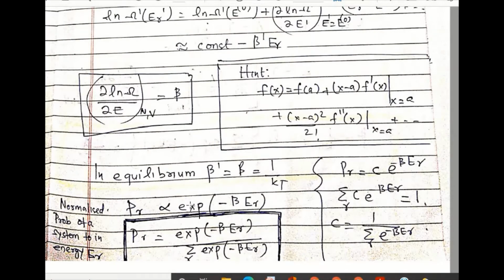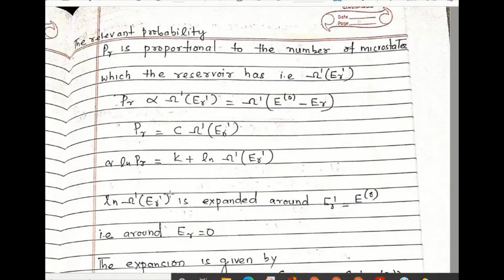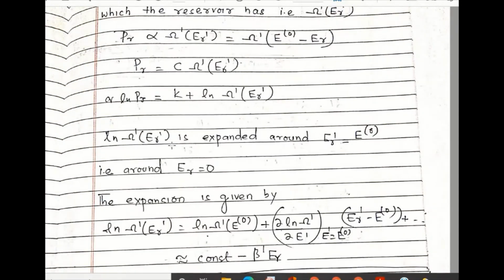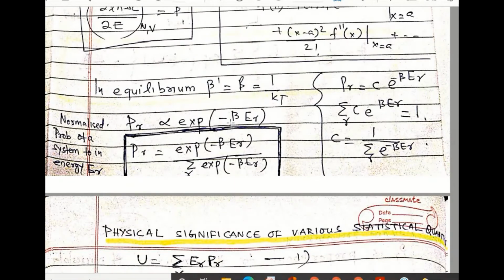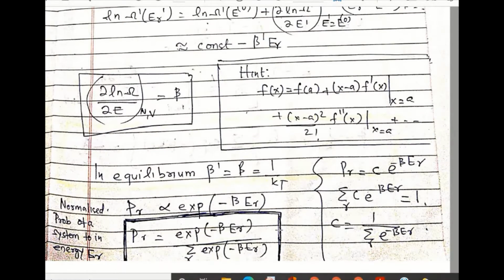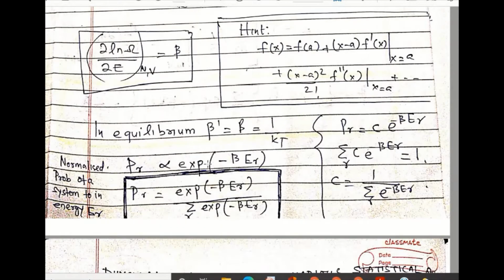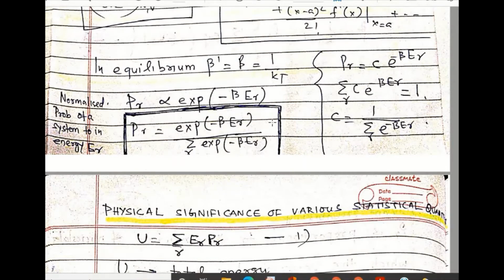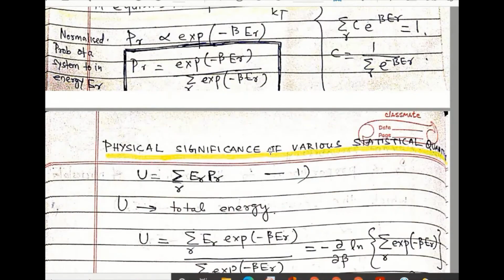So PR is proportional to exponential minus beta ER. Now when you normalize it, PR is equal to C e raised to minus beta ER, and the total probability is 1. So our final value is PR equal to exponential minus beta ER divided by the summation over exponential minus beta ER. This is a very important term which you will be using in our further expressions.